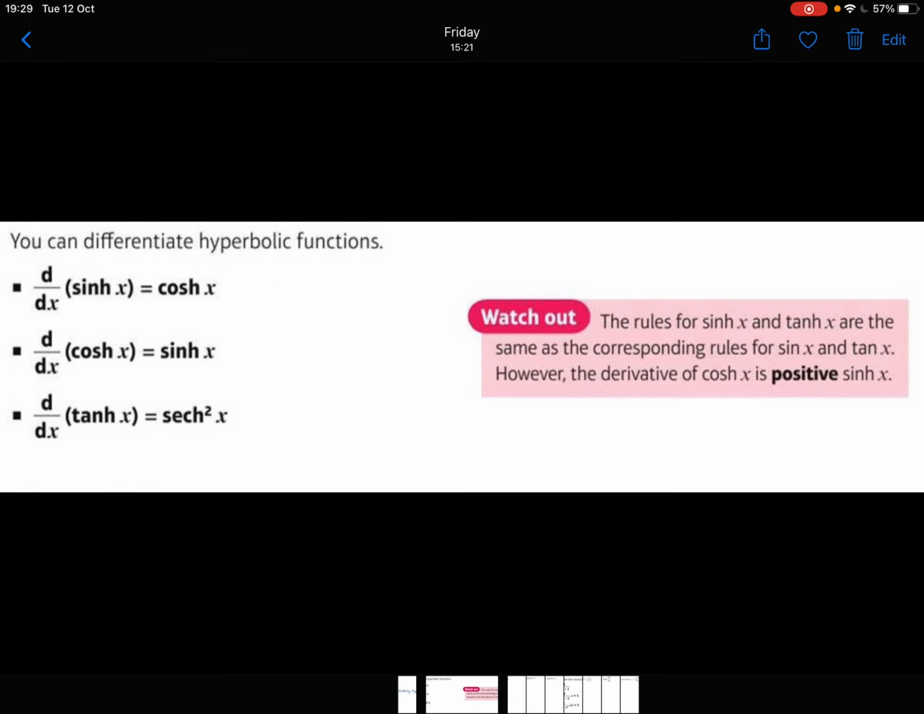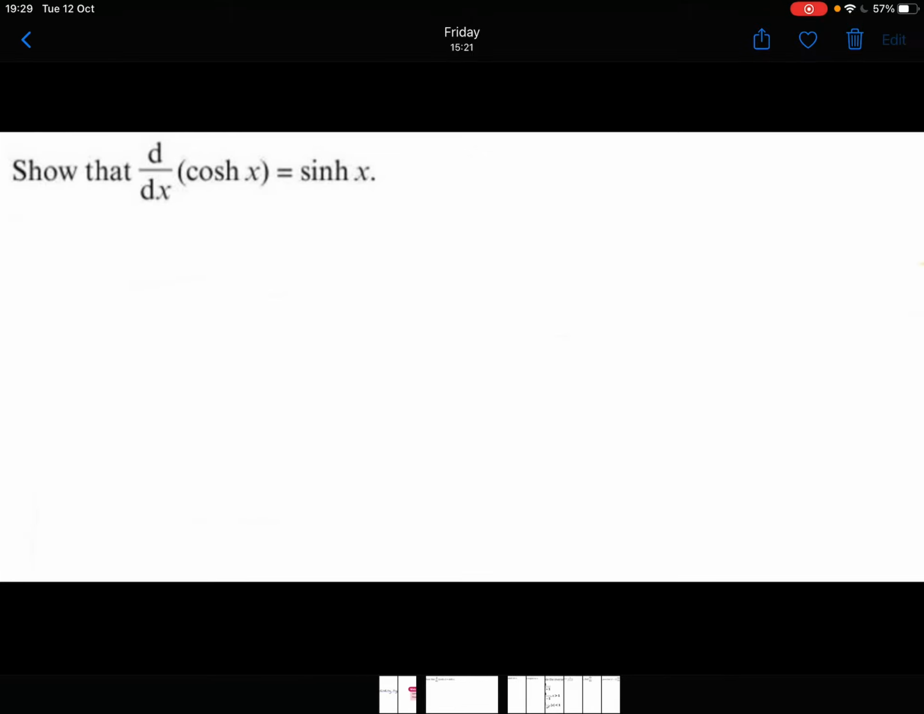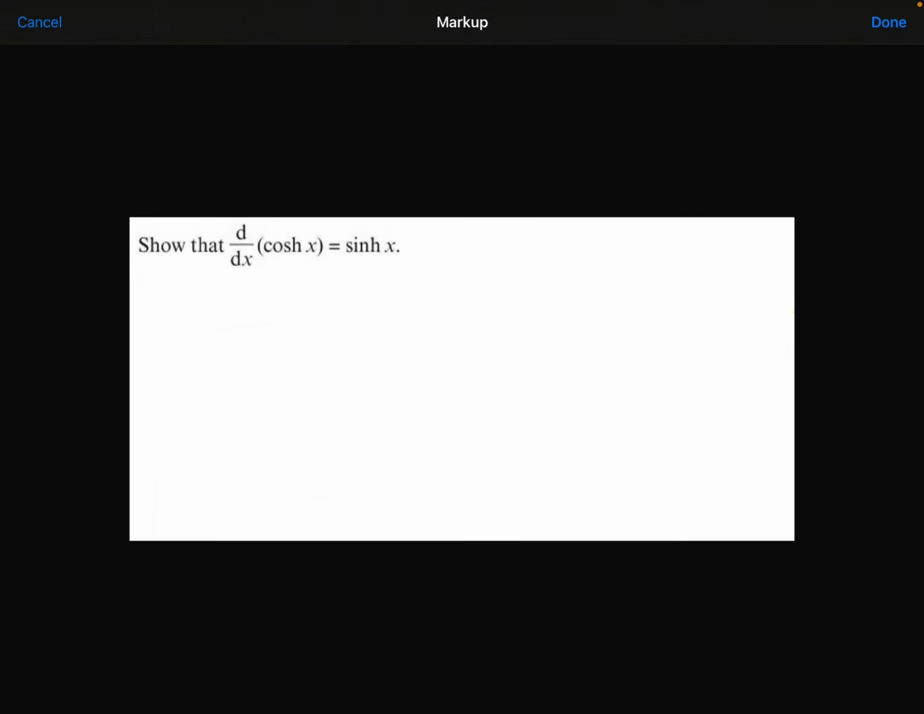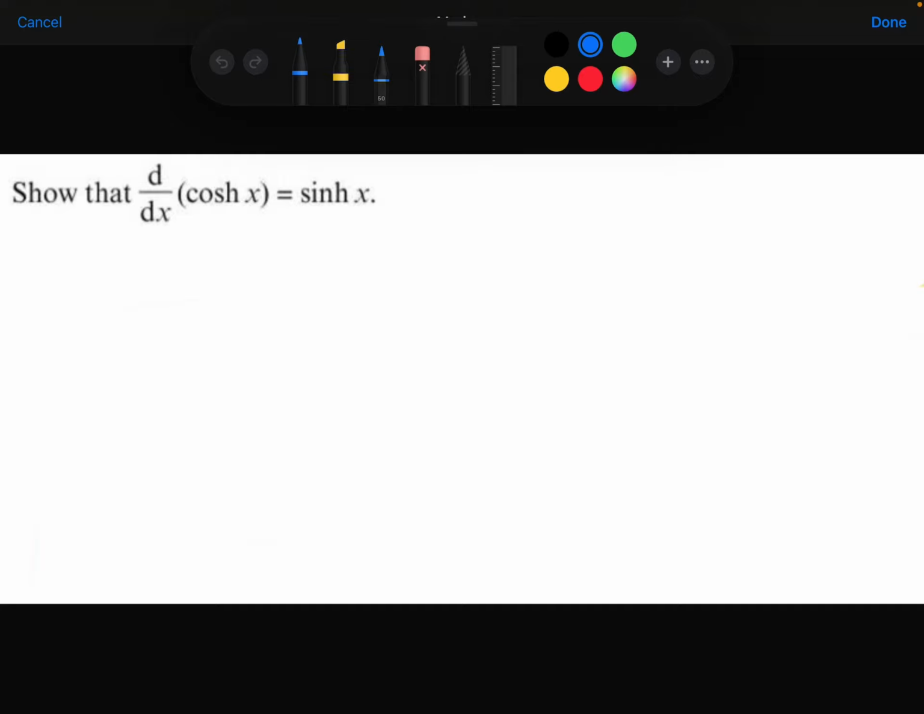and show you how you can prove these other results as well. And we can do that from the exponential definition of these. So I'll show you how we can do it for cosh, and then you can do it yourselves for sinh and tanh.